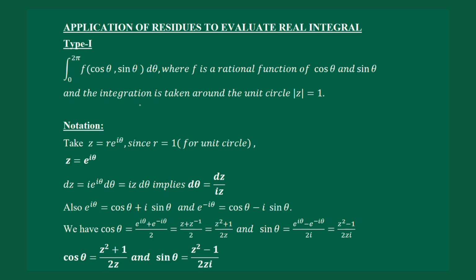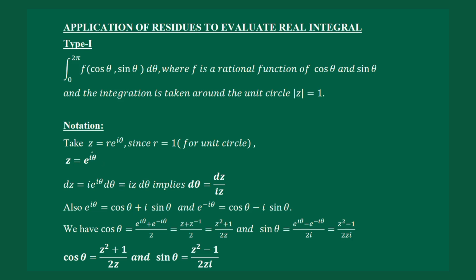Here the integration is taken around the unit circle. Actually, from 0 to 2 pi itself it is a circle, but here we are considering the unit circle. Unit circle means we are considering the circle to be of radius 1. So while evaluating this integral, we have to consider only the unit circle. Before moving to the problem, we have to know a few notations.